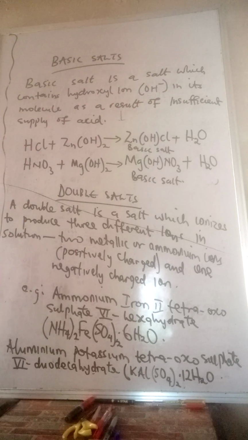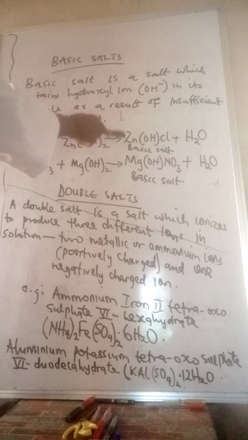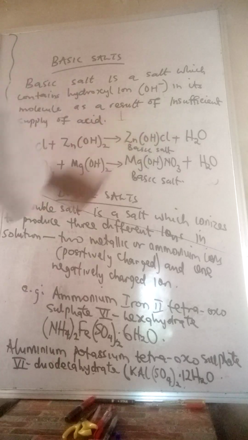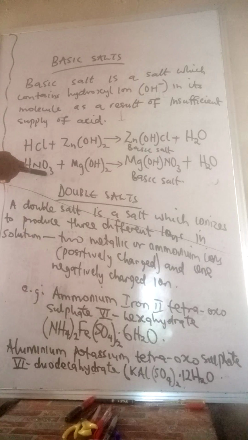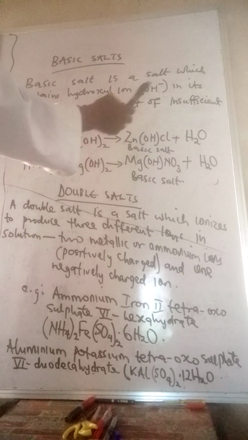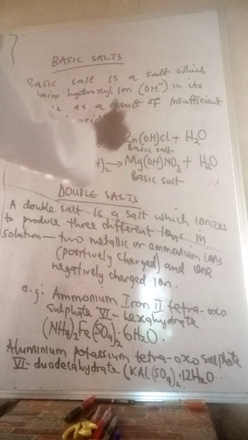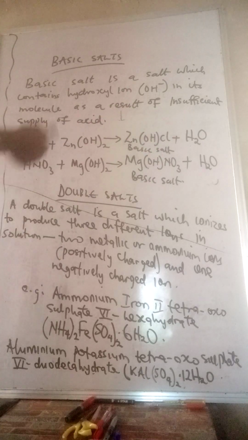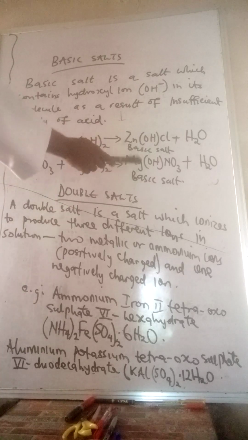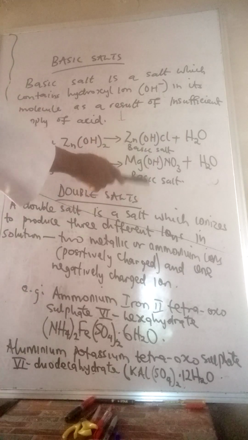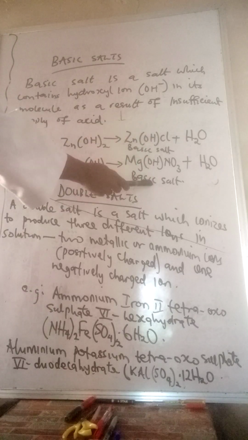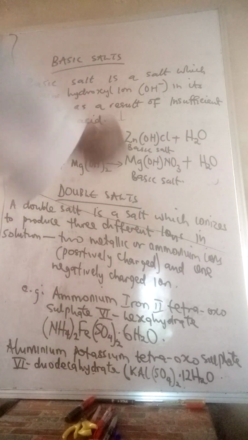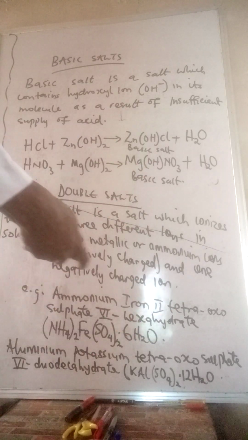Acid. Hydrochloric acid is reacting with zinc hydroxide base to form zinc hydroxide chloride. And this one, trioxonitrate 5 acid, reacting with magnesium hydroxide to form magnesium hydroxide trioxonitrate 5, which is a basic salt. So this one also can turn red litmus paper blue because it can behave like a base. And though they are basic salts, they can react with acid to form a normal salt and water. Take note of that.